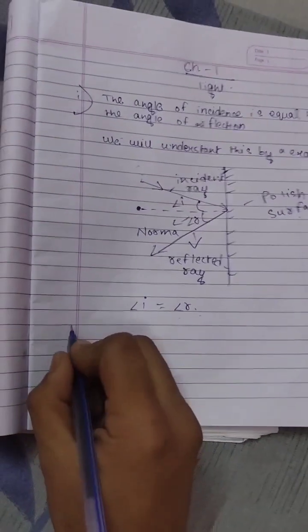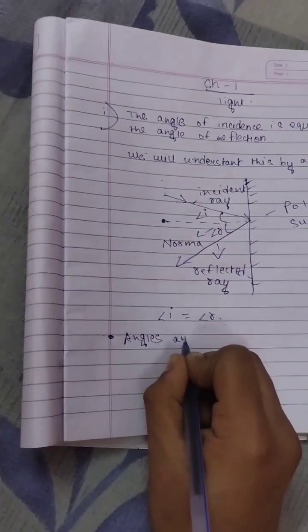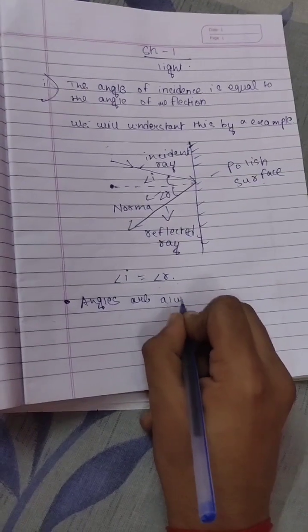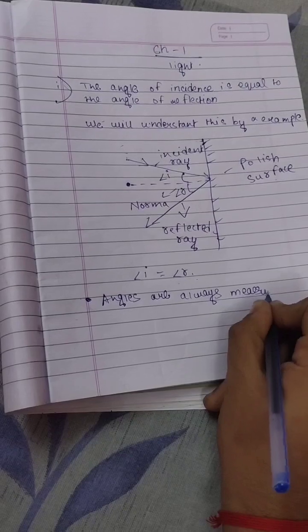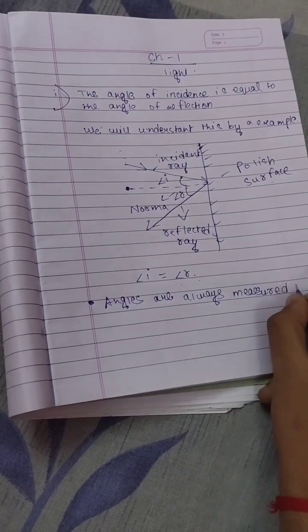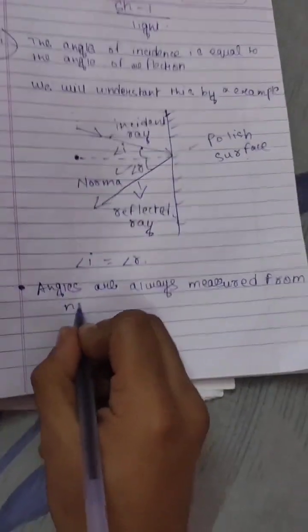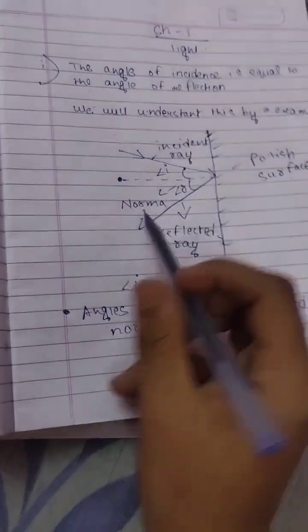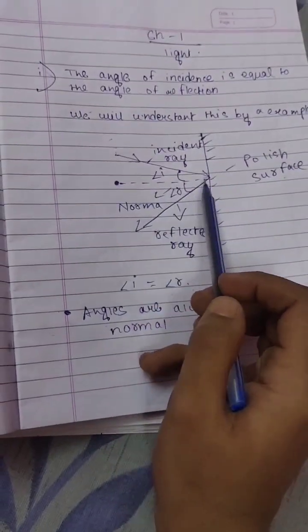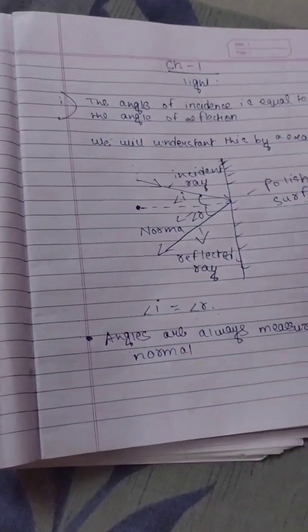Another thing is that angles are always measured from the normal, and we can see it in this example. We have drawn the normal. The angle of incidence equals the angle of reflection. Normals are always perpendicular to the surface of the mirror.